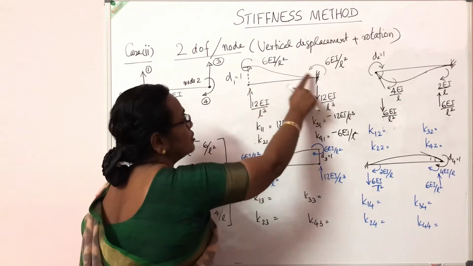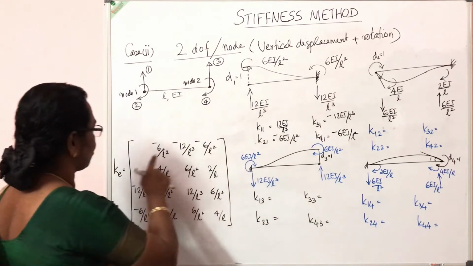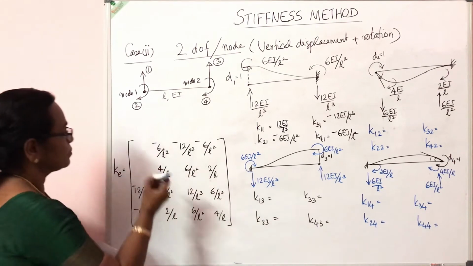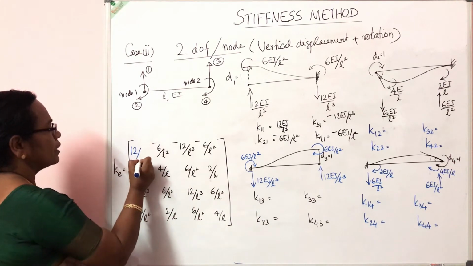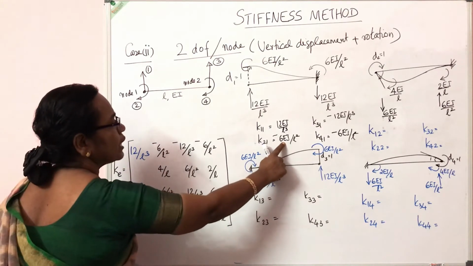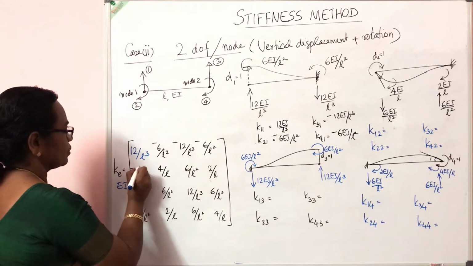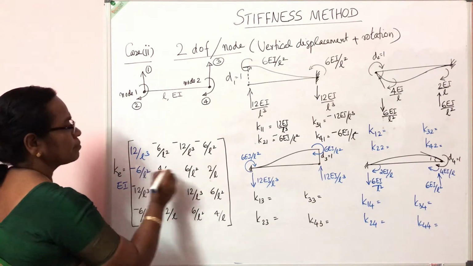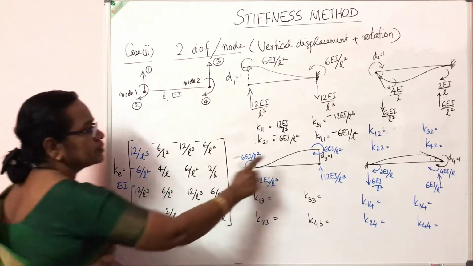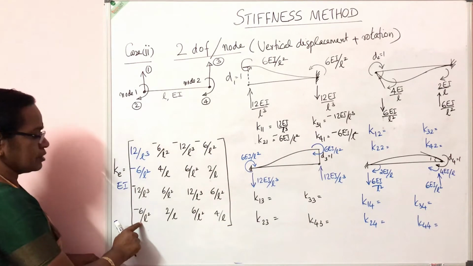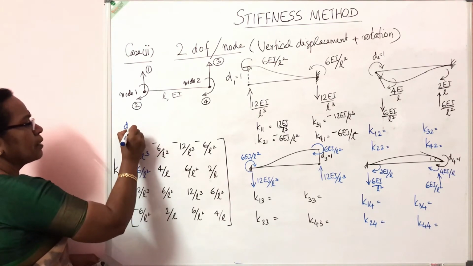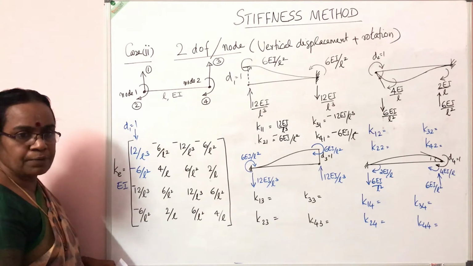Now let us see these values we have got. That will be the first column. So I will write here this 12 Ei by L cube, 12 by L cube. Ei, I will take it as common factor outside. The second one, K21, minus 6 by L square. The third value, minus 12 by L cube. Minus 6 by L square. So this first column is obtained by applying d1 equal to 1.